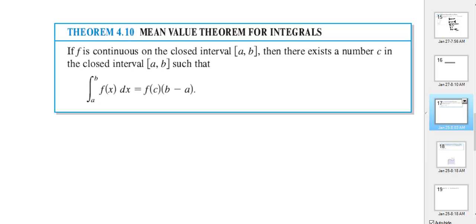The mean value theorem for integrals. We've talked about the mean value theorem for derivatives before, right? But this is for integrals.